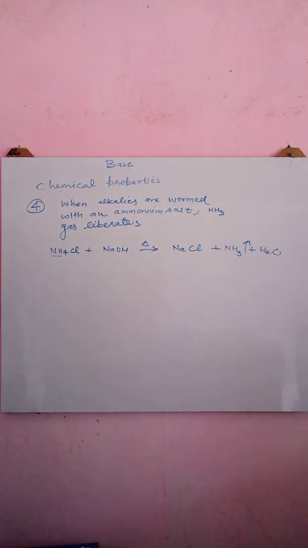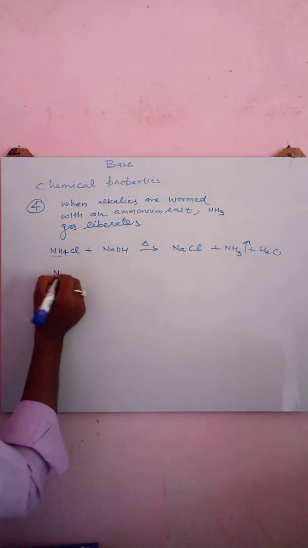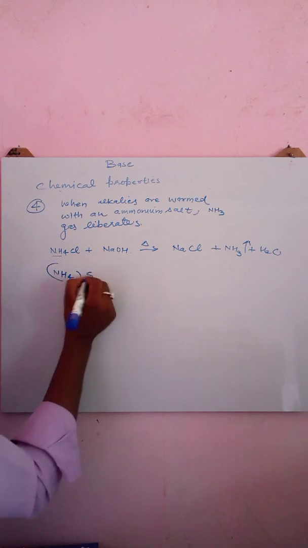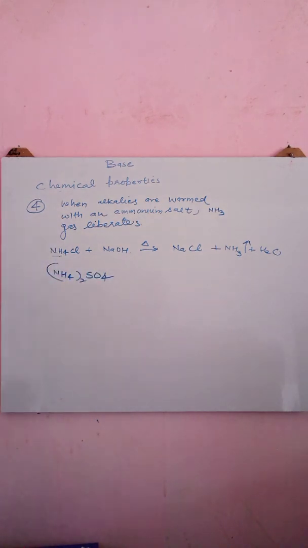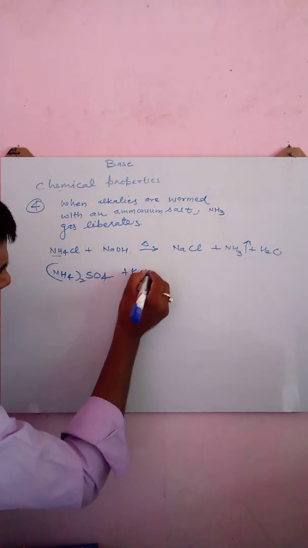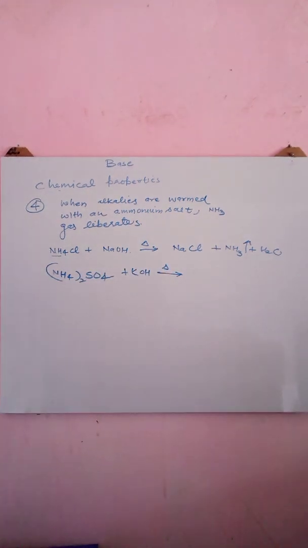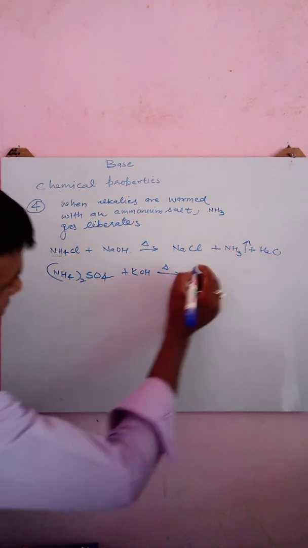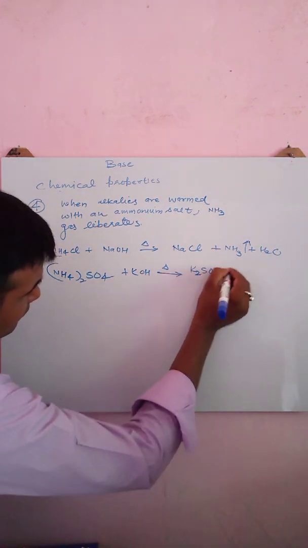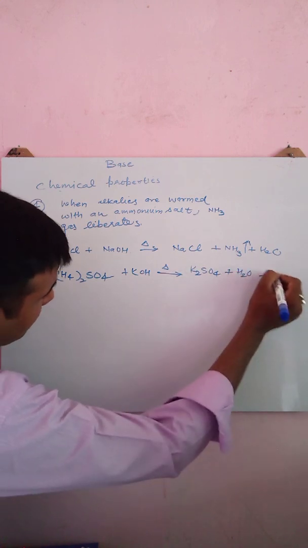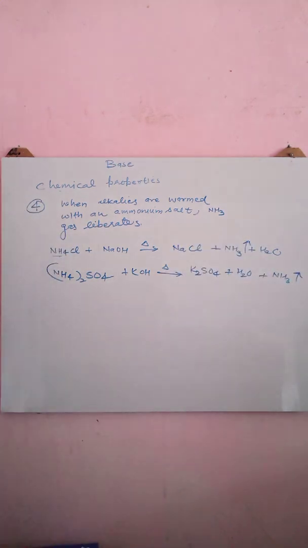One more example we can say is ammonium sulfate, (NH4)2SO4. Treat it with potassium hydroxide. Now warm it. Delta is the sign of heat. After warming, what will you get? Potassium sulfate, K2SO4, plus water molecule, and ammonia gas will liberate. This is all about the chemical properties of bases.